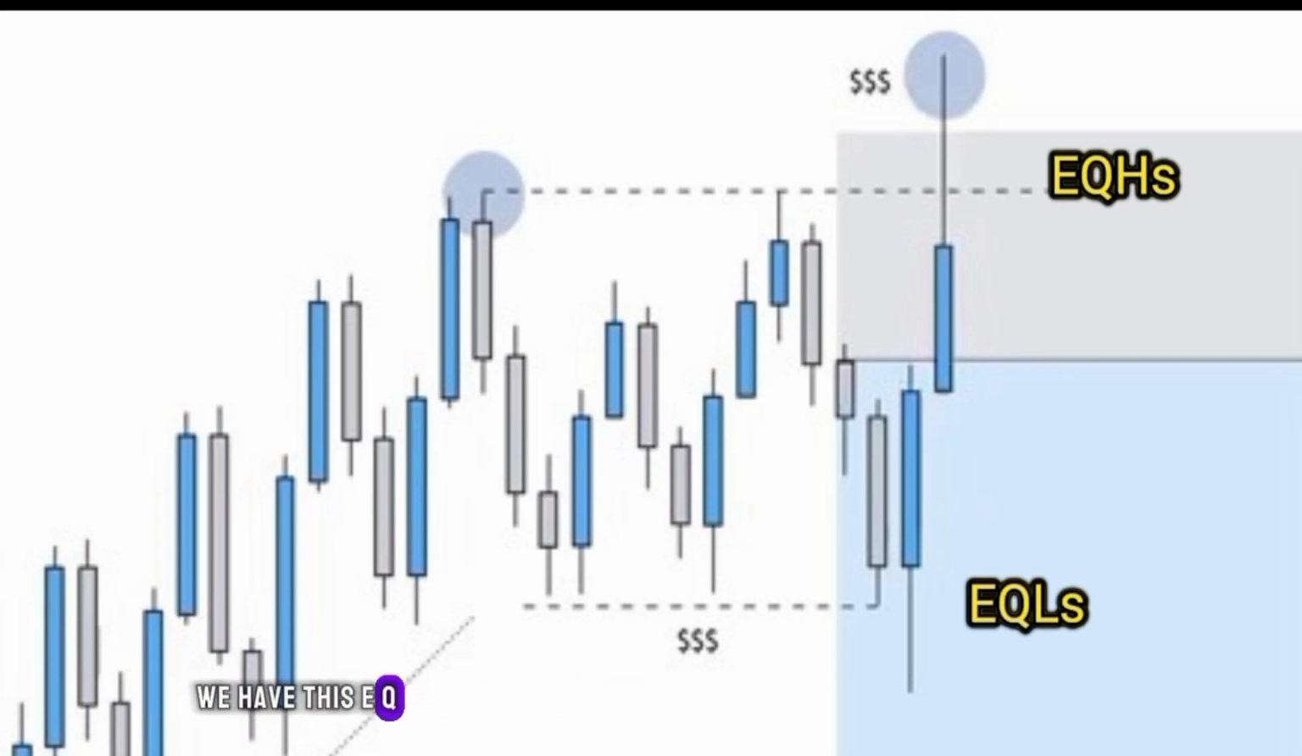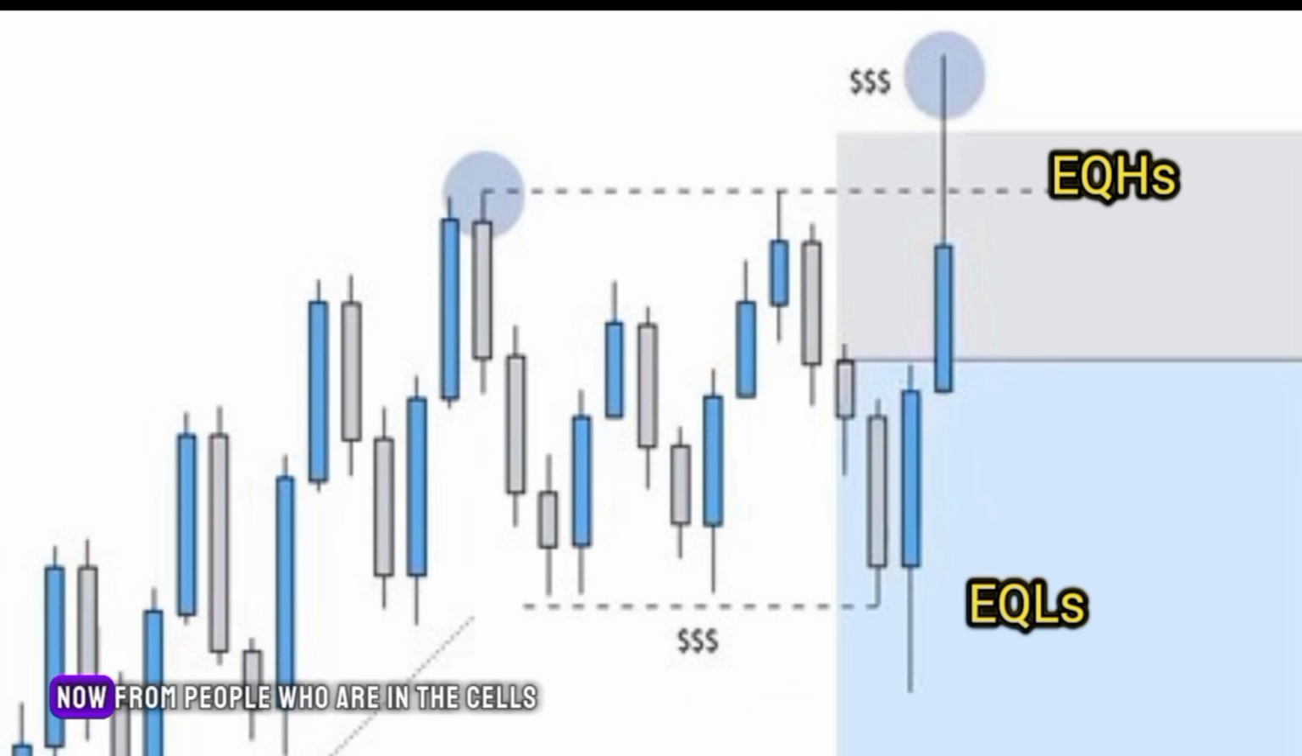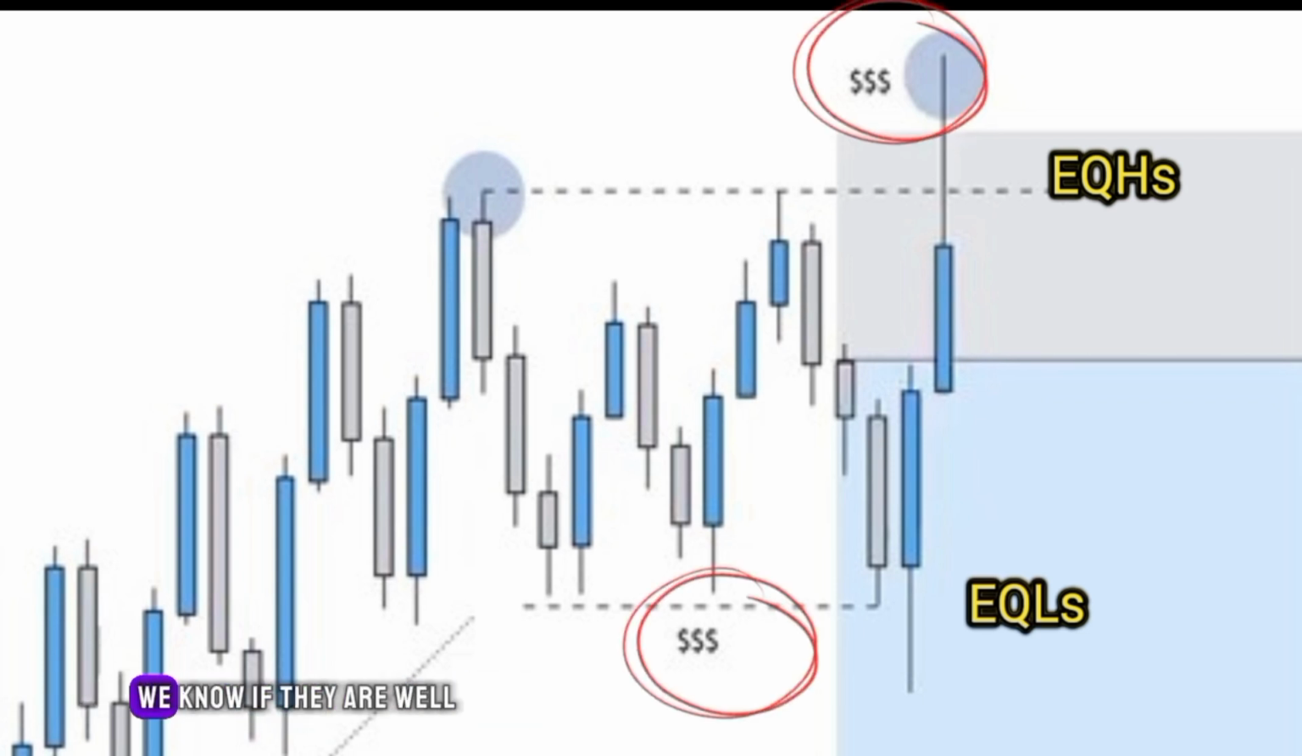So we have this EQH and also got EQL. So we have got liquidity below here as well, so what's likely to be going on here? Well, we are likely to come back up. Now from people who are in the sells, we know if they are well risk managed then they may have moved to B, but it's unlikely. This is what's gonna happen.